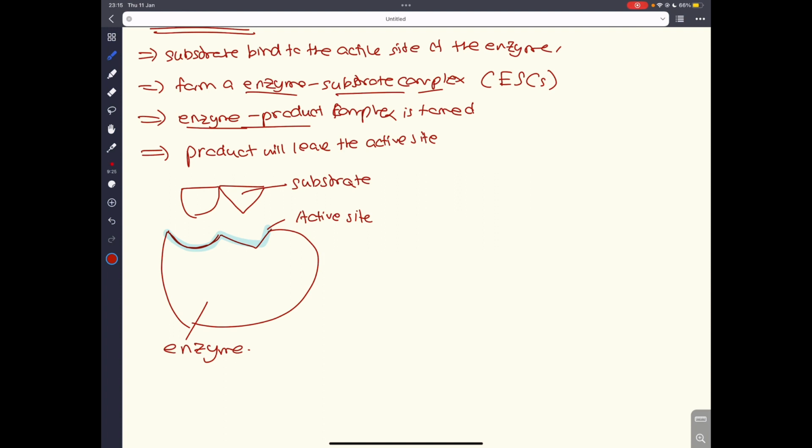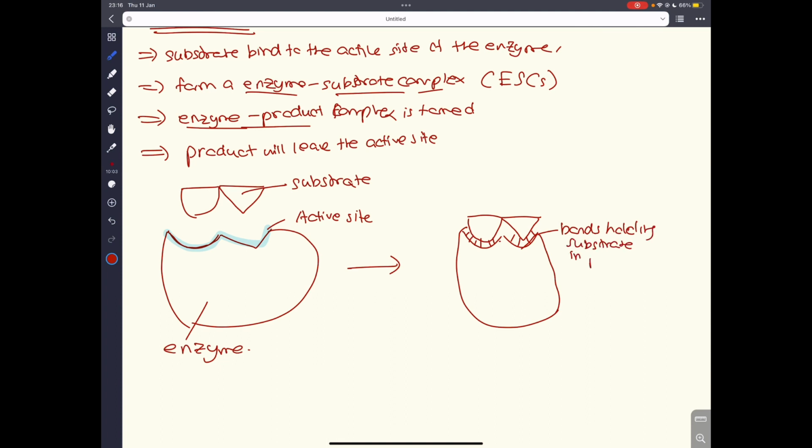Firstly, the substrate will approach the active site of the enzyme. Secondly, the enzyme substrate complex is formed, so it's going to be attached. It's not attached yet, right? You can see it's going to attach to the active site, and these lines that I'm drawing right now are actually bonds that are holding the substrate in place.